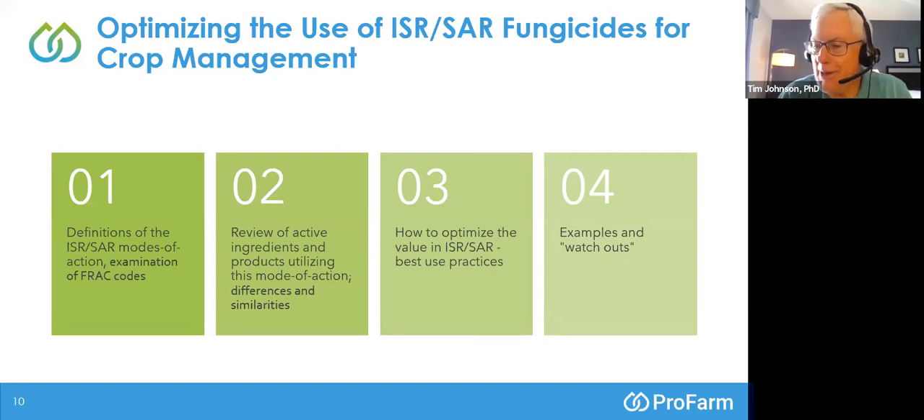My topic today is optimizing the use of SAR ISR fungicides for crop management. I've divided this into four different chapters. One, we're going to take a look at some of the definitions. We're going to dig in a little bit into biochemistry that hopefully won't be too frightening. Then we'll take a close look at the FRAC codes. It's not a huge area of active ingredients, but it is growing and continues to grow. I'll talk a little bit about some of the differences and similarities of these active ingredients that fall within this Fungicide Resistance Action Committee group. Then I'll talk a lot about how to optimize the value and the proper use practices, and we'll conclude by looking at some examples and talk a little bit about some of the watch-outs, if you will.